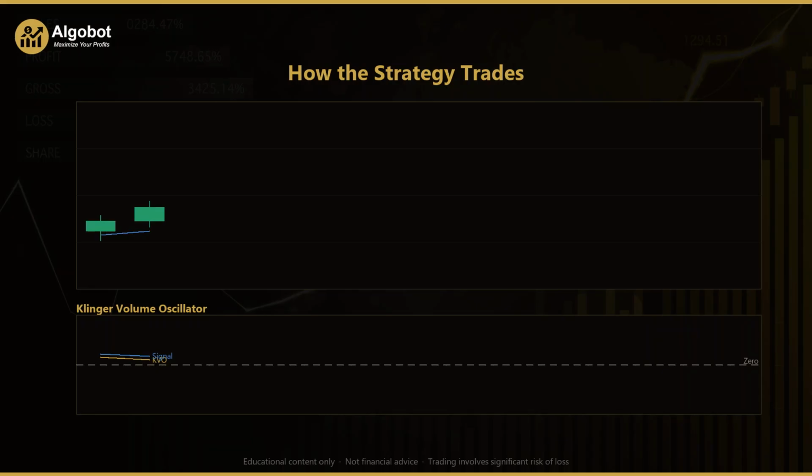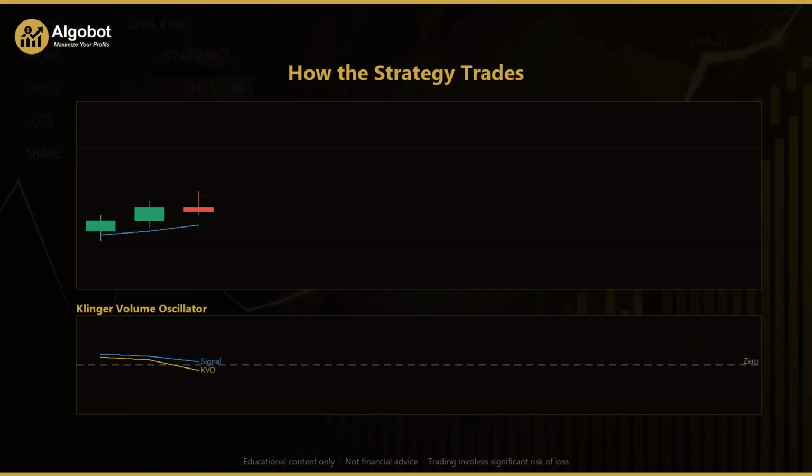Now let's bring it all together on a chart. On screen, you can see a series of candles with the trend EMA drawn over them in blue, and below, in the subpanel, the Klinger Volume Oscillator in gold with its signal line in blue, and a zero line for reference. We'll follow one long trade, and then one short trade, exactly the way the strategy reads them.